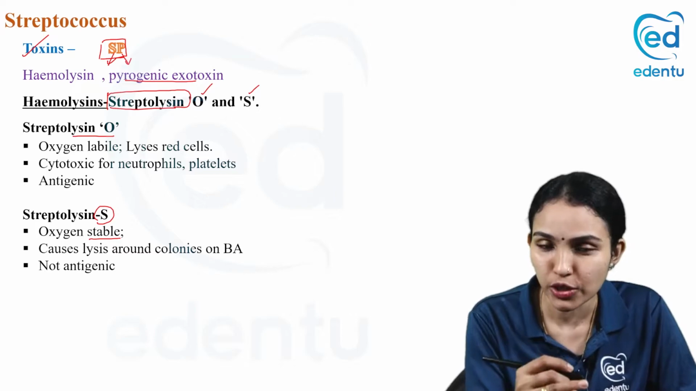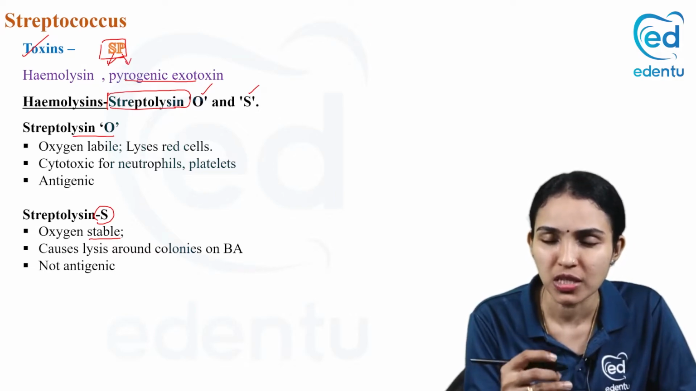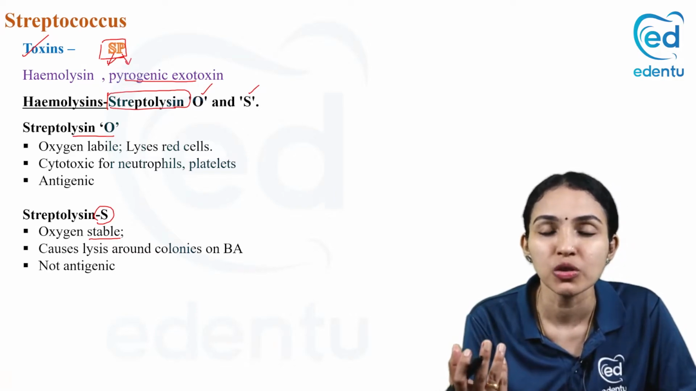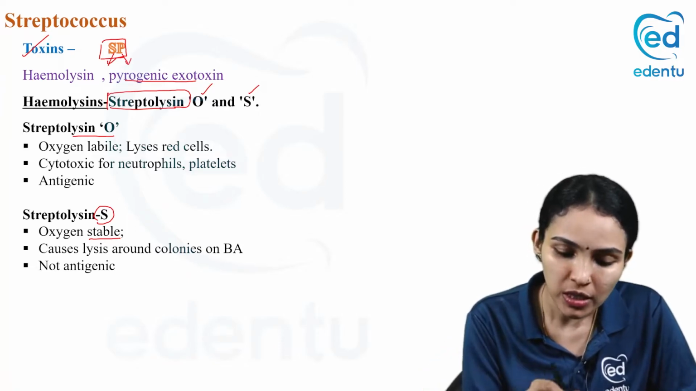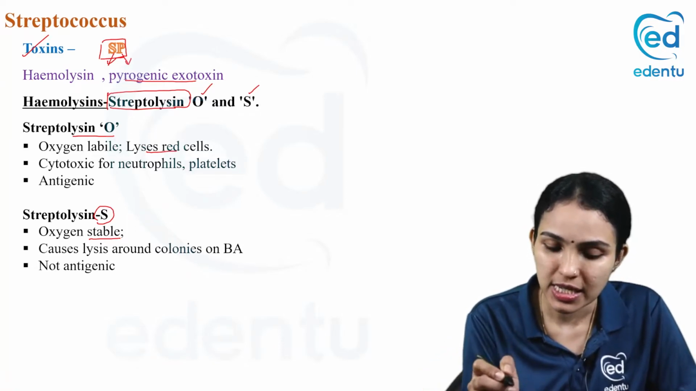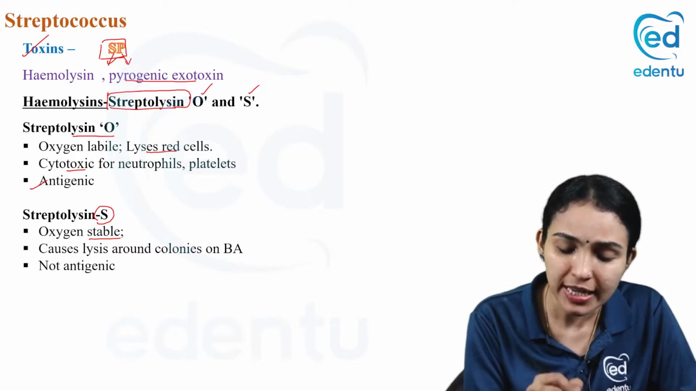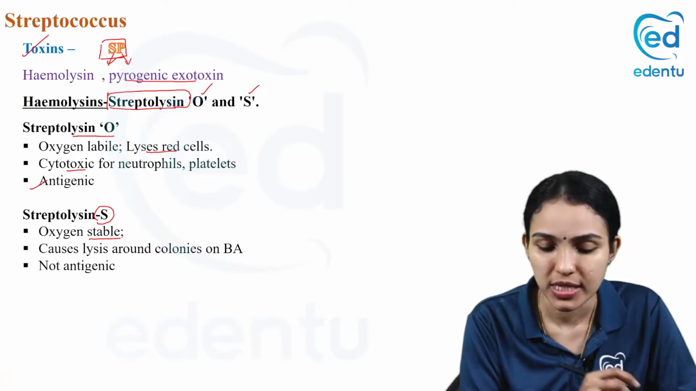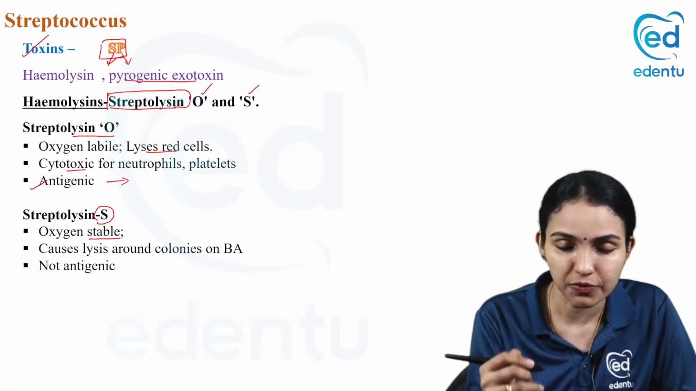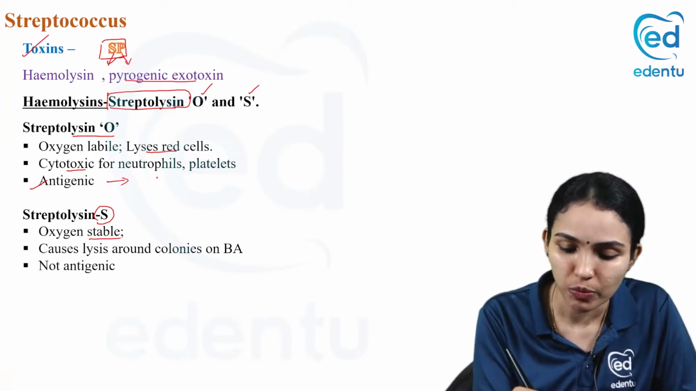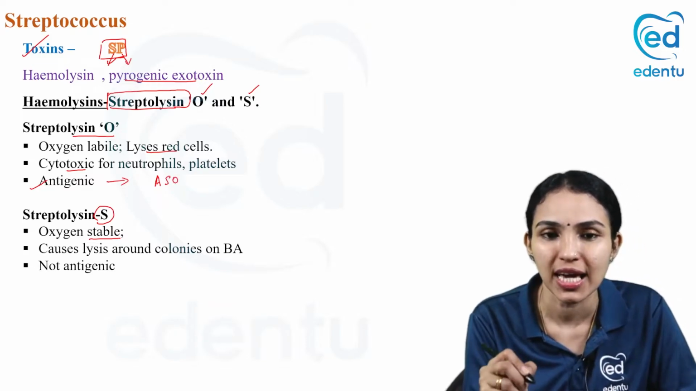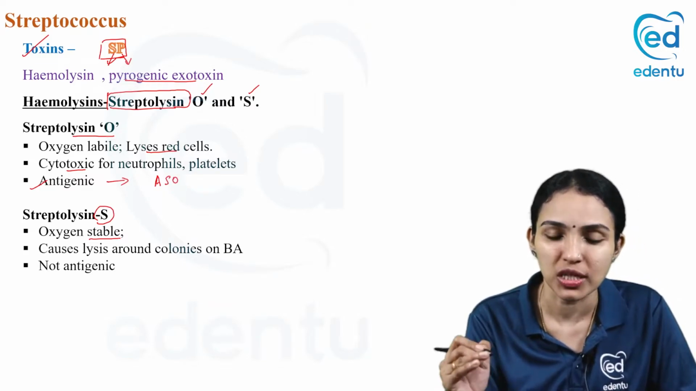So there are two hemolysins produced by Streptococci. Since they are produced by Streptococci, you call them streptolysin. They lyse the red cells. They are cytotoxic for neutrophils and platelets, and they are highly antigenic. Streptolysin O is antigenic, so if we have an infection with Streptococcus, our body produces anti-streptolysin O antibodies. You call that ASO, anti-streptolysin O.